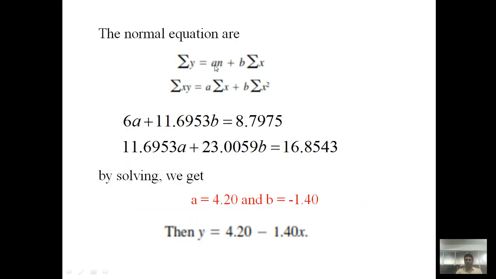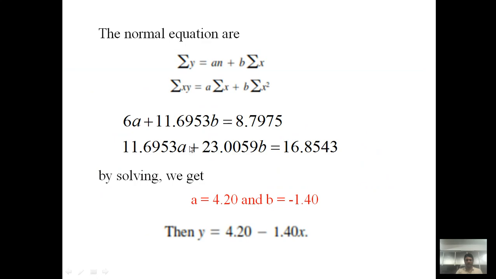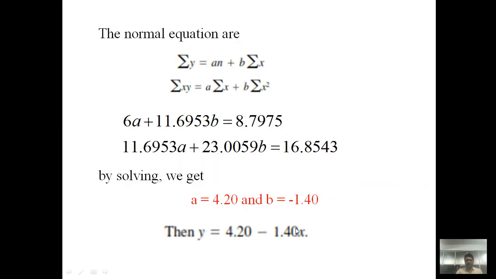And a is a constant which we have to determine, so it stays as it is, so 6a plus b, which is unknown, stays as it is, times sum of x, that is 11.695. Similarly, plug in the values of sum of xy, approximately 16 point something, and sum of x square, approximately 23 point something. So we get this second equation.